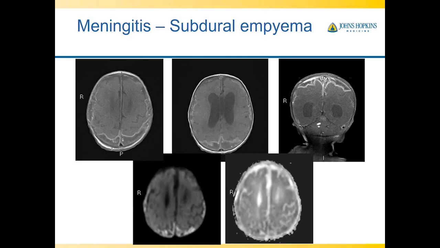Next complication that we will speak about is the development of subdural empyemas. Now, in this patient, you can actually see extraaxial fluid collections over the convexity, which show diffusion restriction and also meningeal enhancement on the surface of the brain. You can also see diffusion restriction within these collections overlying the convexity in the bilateral parietal regions.